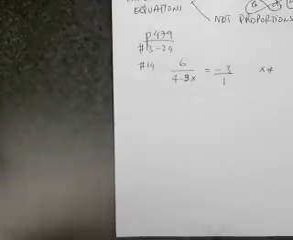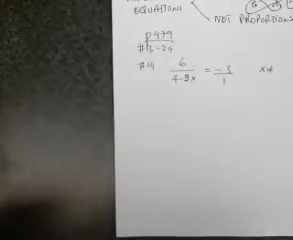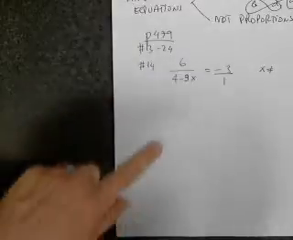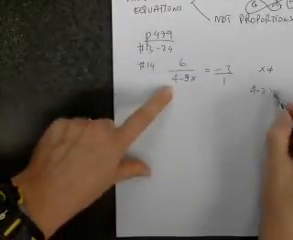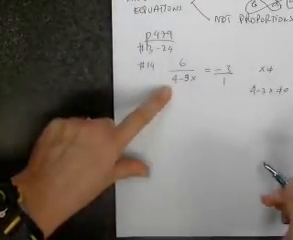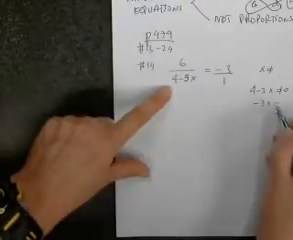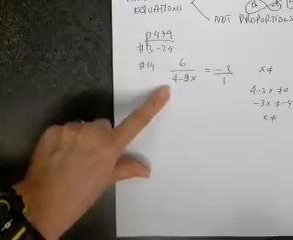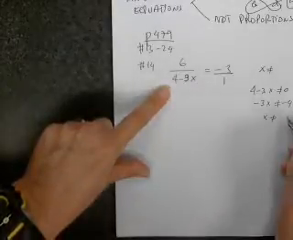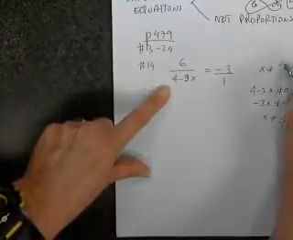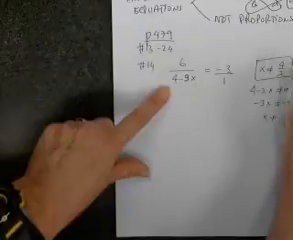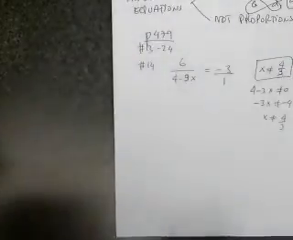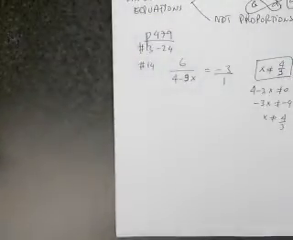So 4 minus 3x cannot equal 0. I move 4 to the other side. Negative 3x cannot equal negative 4. Therefore, x cannot equal 4/3. So this is the only restriction. x cannot equal 4/3. Now I'm ready to cross multiply.